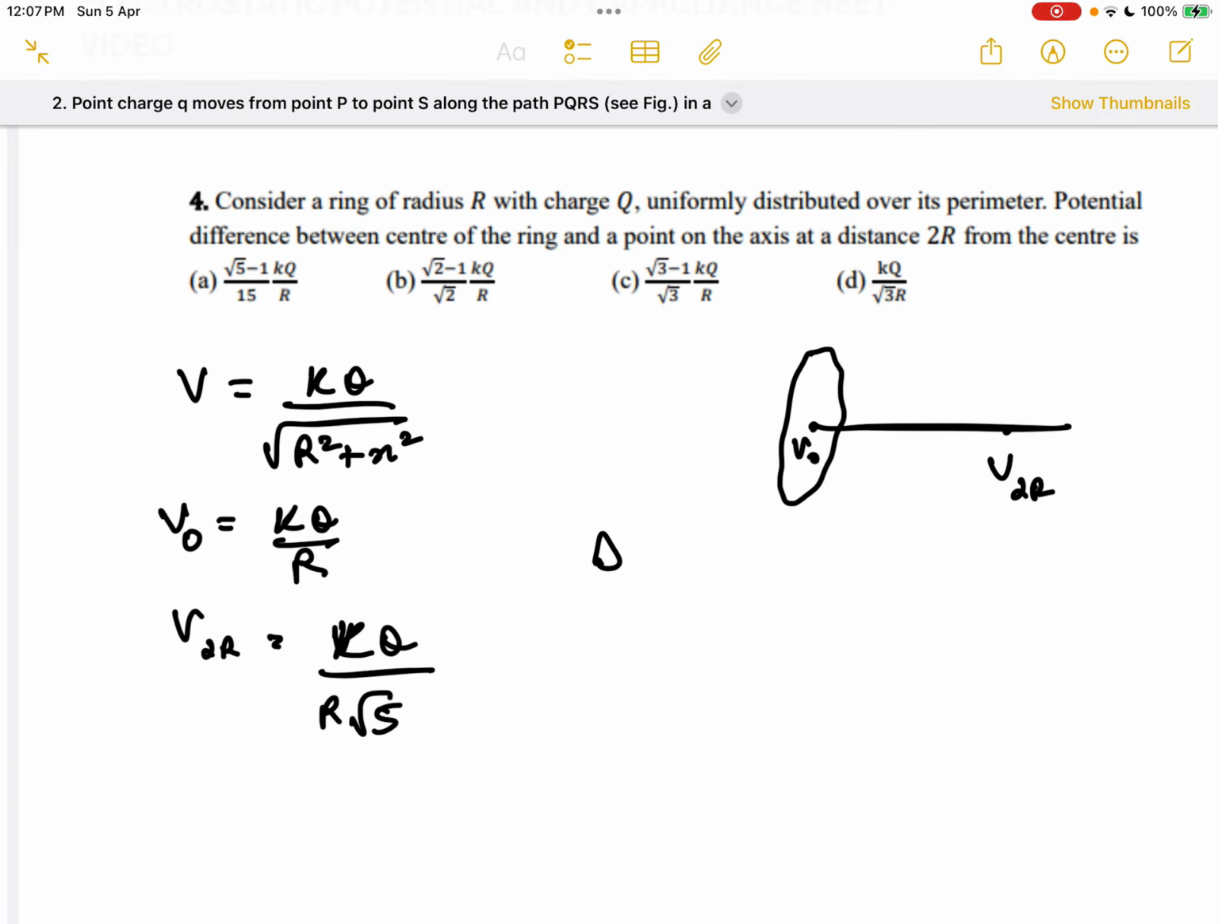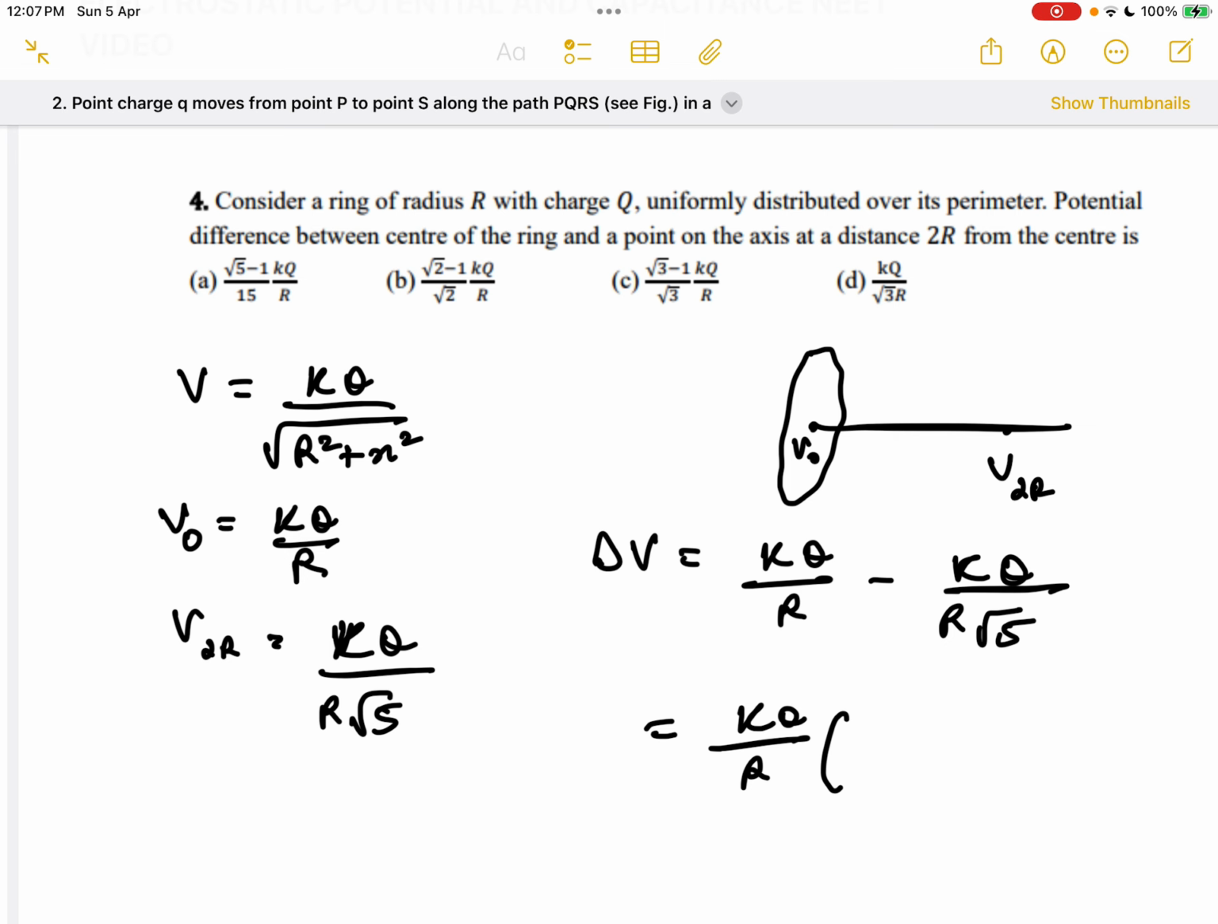We're talking about the potential difference. Potential difference delta V would be equal to kq divided by r minus kq divided by r root 5, which is equal to kq divided by r into root 5 minus 1 divided by root 5. So I think that's option A. Instead of 15, you should make it root 5. Then it would match. So option A in this case is the correct answer.